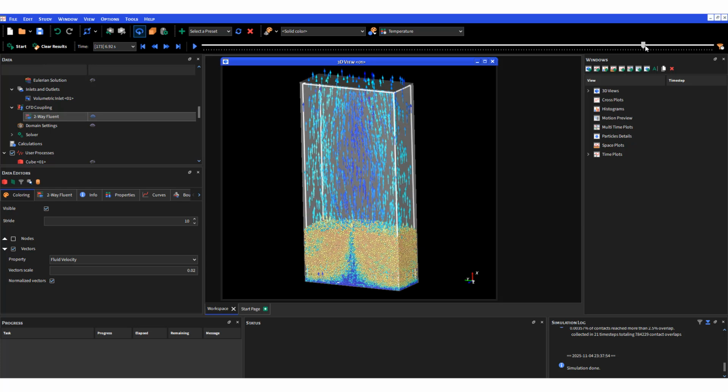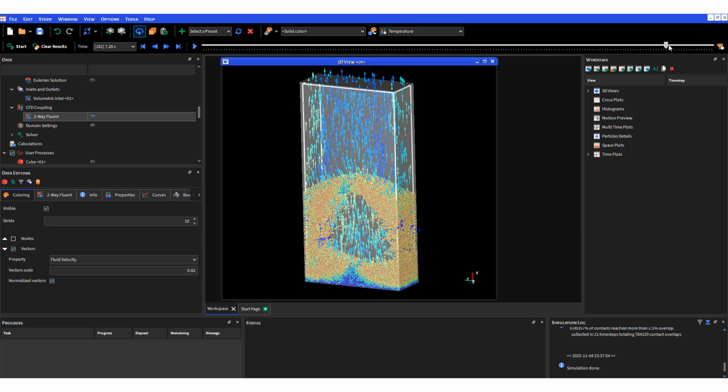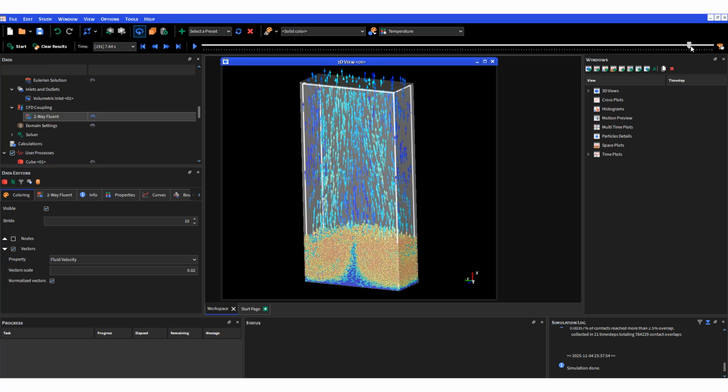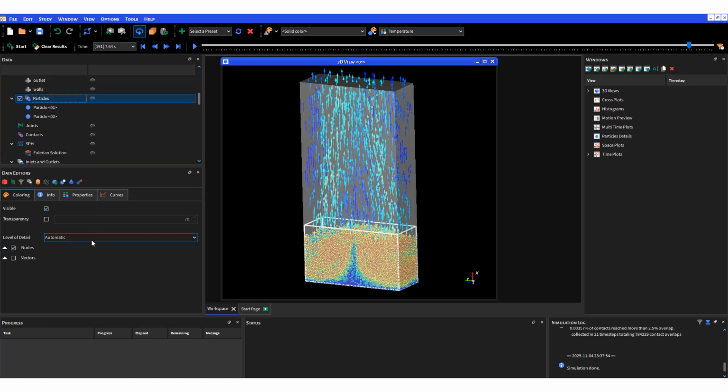So you can see how the particles are affected by the flow, and the flow is also affected by the particles, by how the particles move. And the particles here are colored by their temperature, so I should go here into particles. So the nodes are colored by temperature, and we can color them by different variables as well.